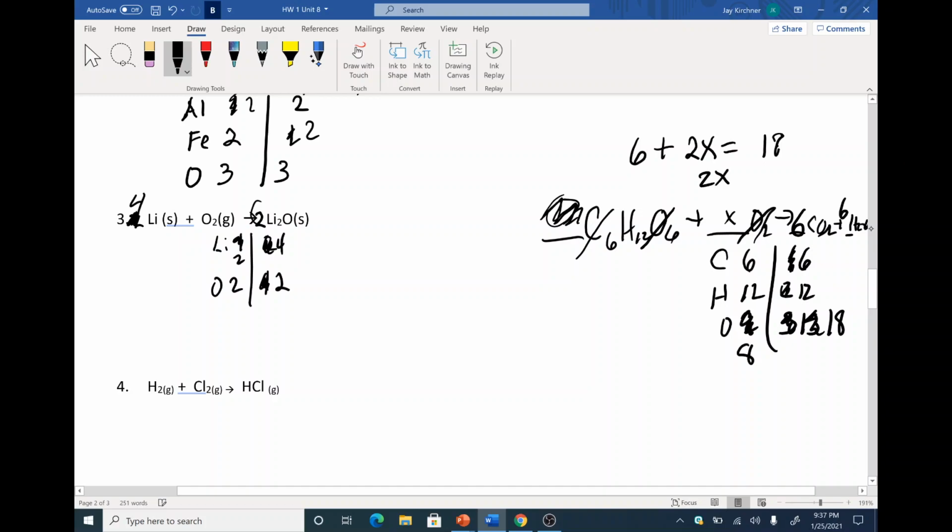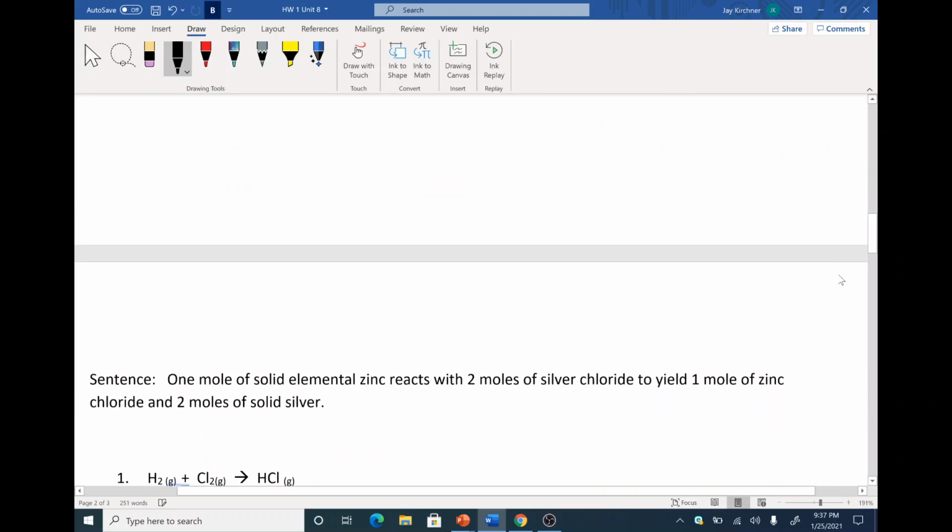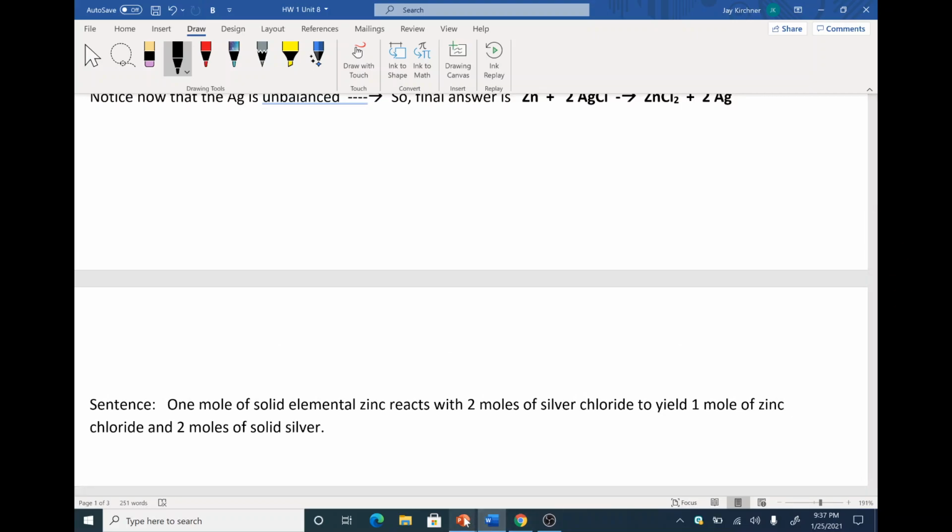So now, again, 6 oxygens from here, 2 times whatever we put in over here equals the 18 on the other side. So I get 2x equals 12. I can put a 6 in there. So anyway, we did a lot of stuff like that. But now our new lecture is actually pretty short.